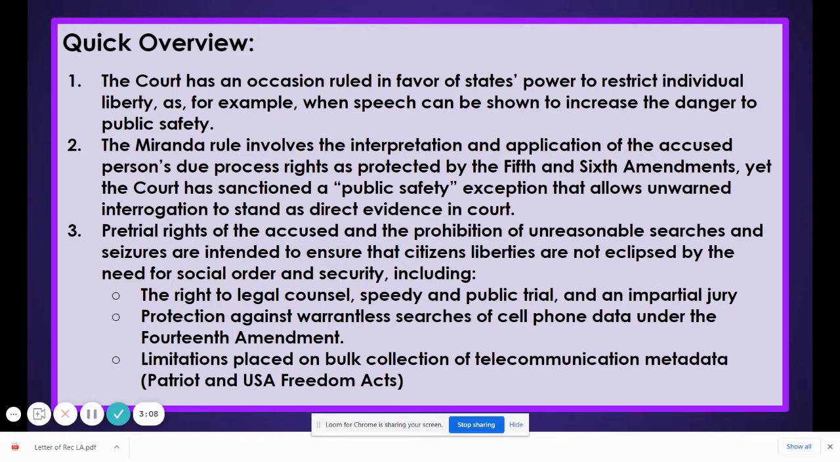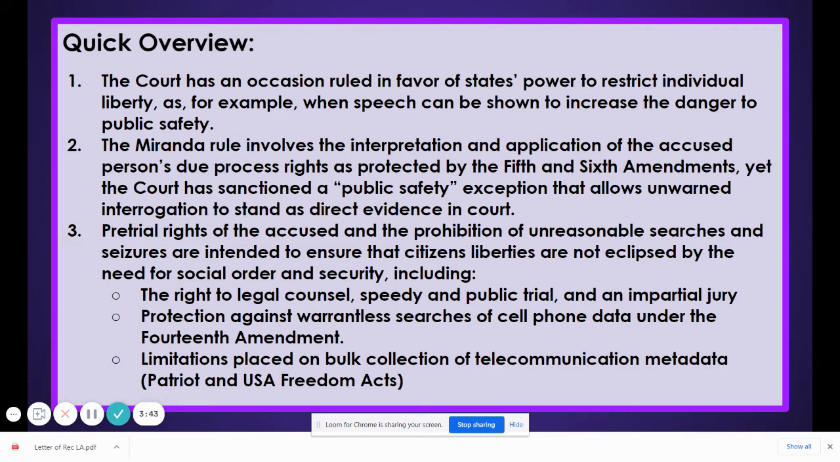Okay, now other rights that we've talked about a little bit include unreasonable searches and seizures, right? The pretrial rights of the accused and the prohibition of unreasonable searches and seizures are intended to ensure that citizens' liberties are not eclipsed by a need for social order and security. So this means that if you are accused of a crime, you have the right to legal counsel, the right to a speedy and public trial, and the right to an impartial jury.